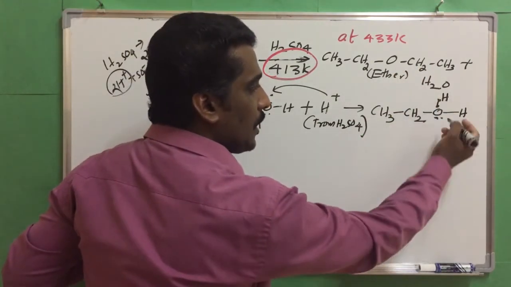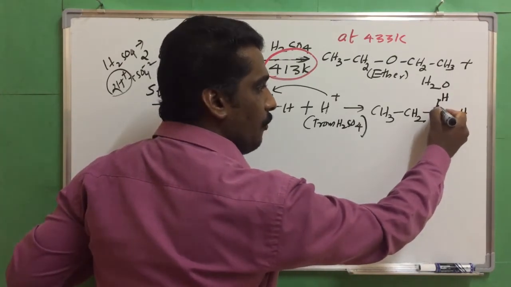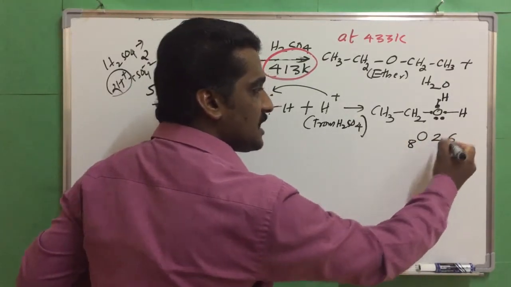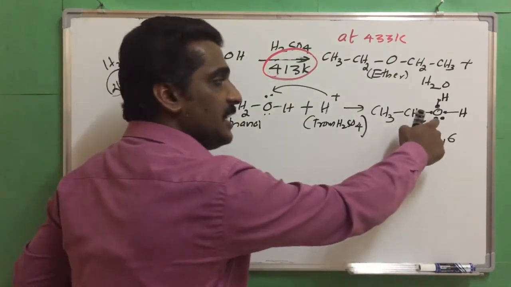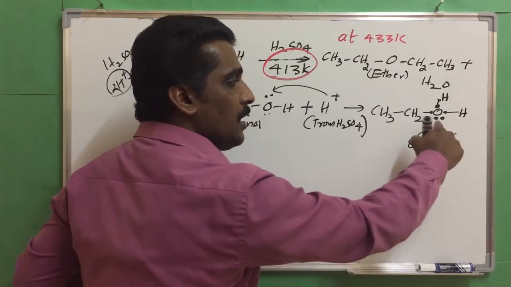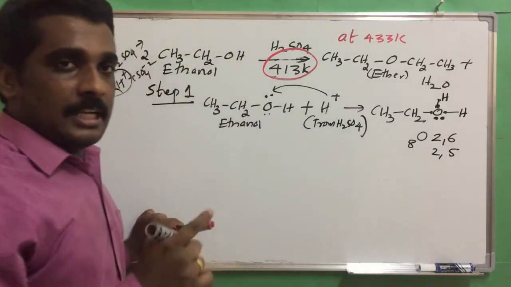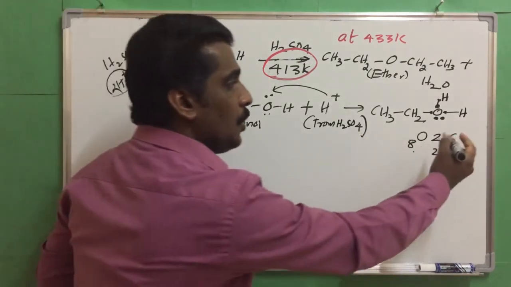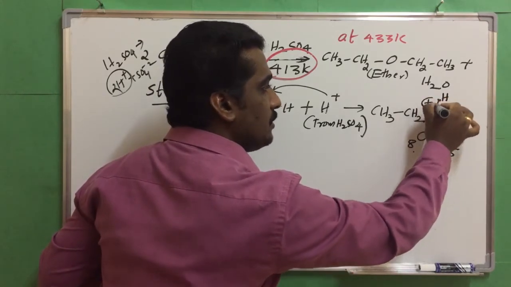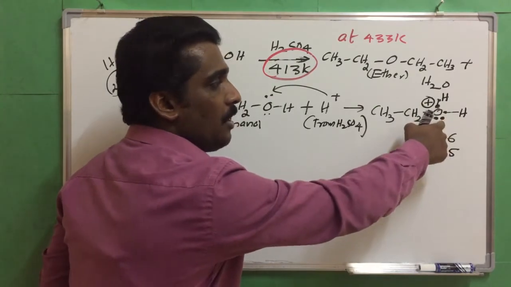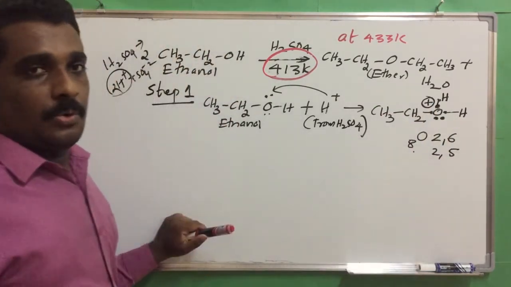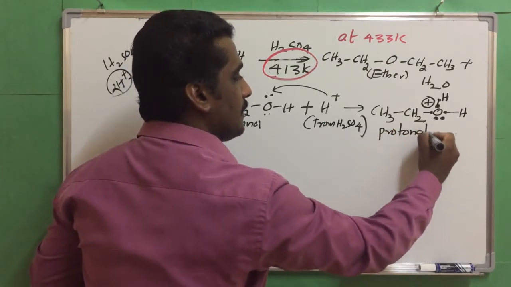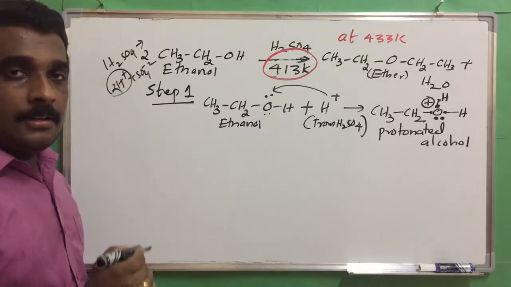Now count the number of electrons around oxygen. 1, 2, 3, 4, 5. We know oxygen is atomic number 8. Electronic configuration is 2,6, 8 protons, 8 electrons. But see here, how many valence electrons? 1, 2, 3, 4, 5. That is 8 protons but 7 electrons. So 1 proton is in excess. Clear? So oxygen forms a positive charge. A positive charge will develop on oxygen to balance the loss of electron. This intermediate product is called protonated alcohol.